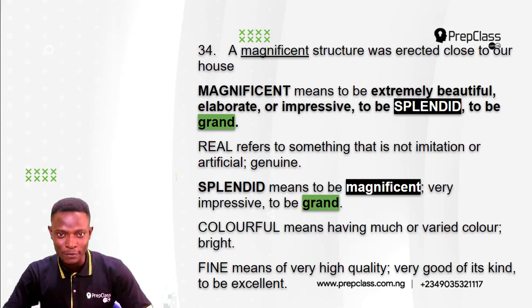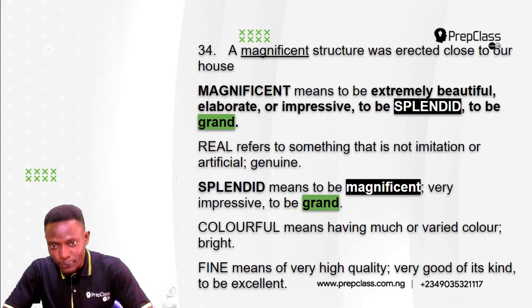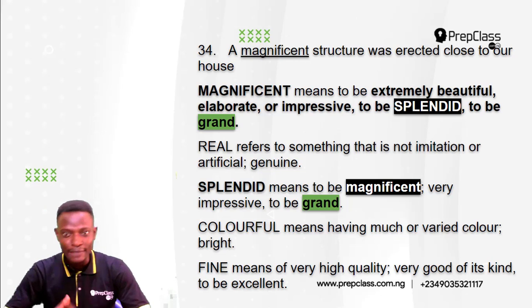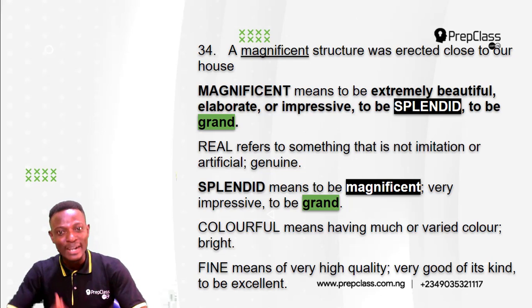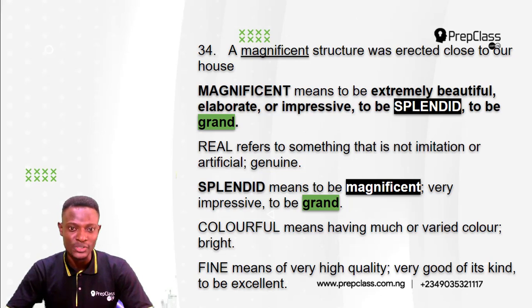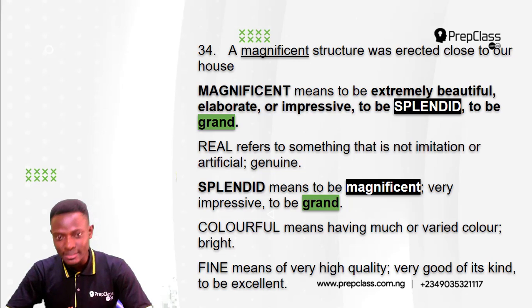Now, looking at the definition of magnificent, it means to be extremely beautiful, to be elaborate or impressive, to be splendid, to be grand. Looking at the meanings of magnificent and splendid, we have what? Impressive. We have splendid, magnificent, grand. So, the nearest in meaning to magnificent is splendid. It is not option C, colorful. Colorful means having much of varied color, to be bright. Option D, fine. Fine means of very high quality, very good of its kind, to be excellent. The nearest in meaning to magnificent is option B, splendid.